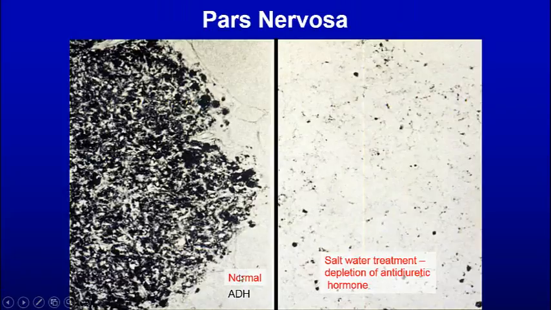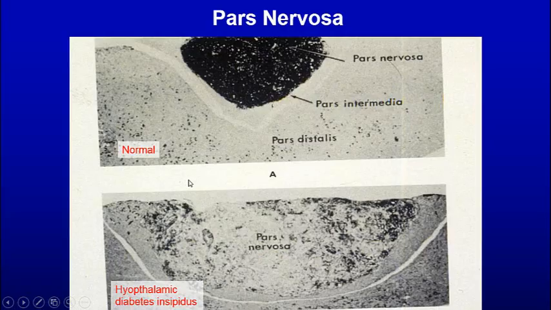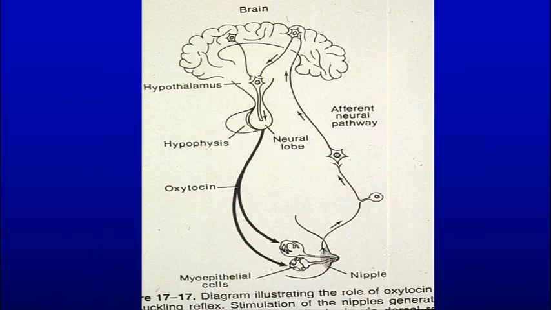Here we see ADH, normal amount of, this is salt-treated depletion of antidiuretic hormone. So if you give salt depletion, you're going to discharge your ADH in the pars nervosa. And here we see normal amount. This is pars nervosa right here, and you have hypothalamic diabetes. Again, you have depletion of the antidiuretic hormone.